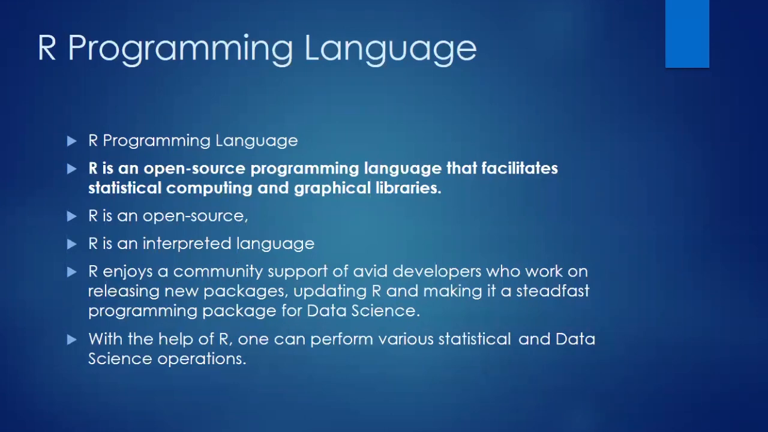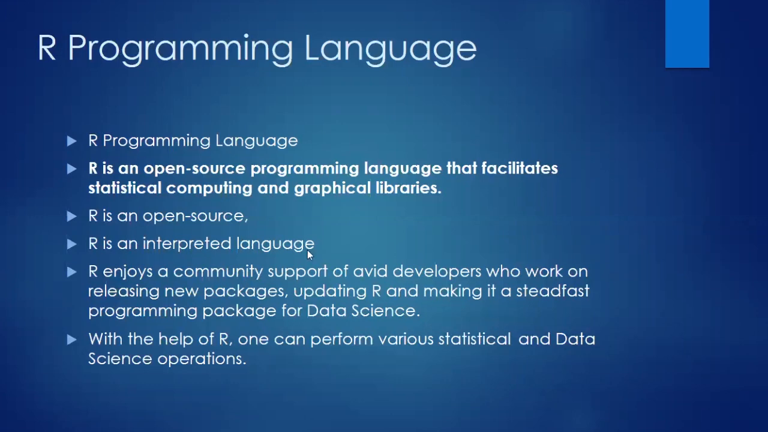Now R is an interpreted language. Interpreted language means when we write the code line by line into the RStudio framework, that line will be converted into binary language. When I write one line, that will be converted into binary level language. When I write the second line, that will be converted as well. So line by line interpretation is there. That is basically an interpreted language.